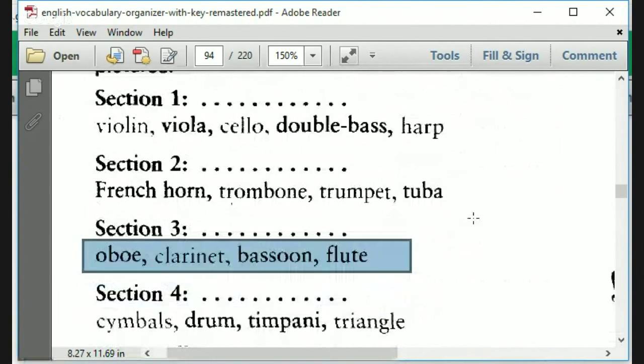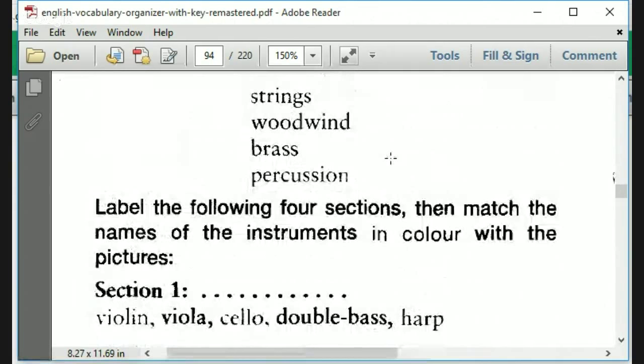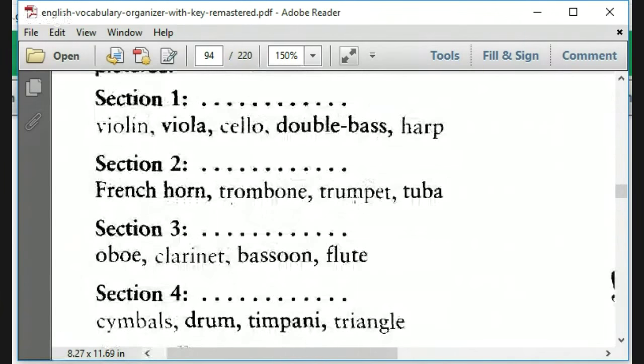Section three. Oboe, clarinet, bassoon, flute. In this case, it's woodwind. They're actually made out of wood and some metal components, and you need to use your wind. In English, your breath, or especially what you can breathe out, is often referred to as wind, somewhat abstractly, metaphorically. For example, if you run up a hill, I lost my wind. I don't have any wind. I ran out of wind. We often associate wind with breathing heavily. So there you go, woodwinds.